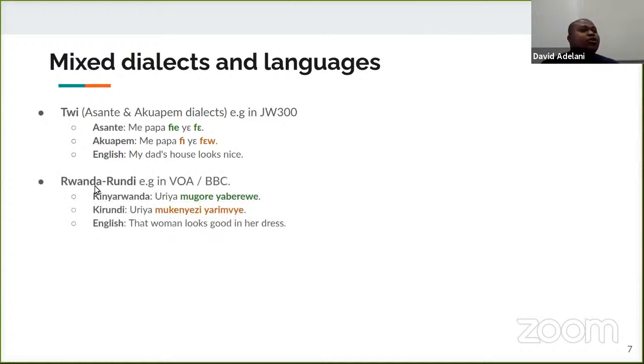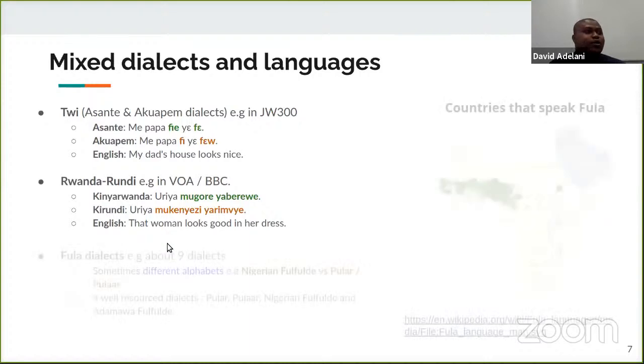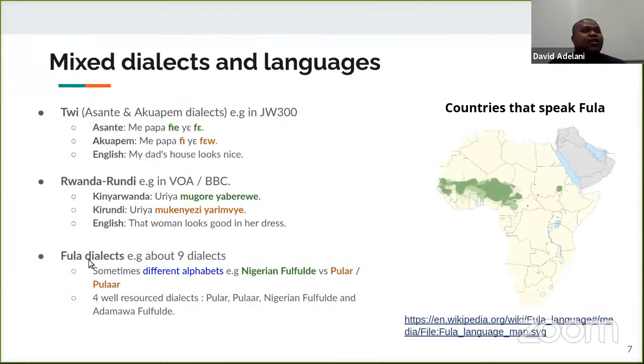And another one is Kinyarwanda and Kirundi. You can see that the texts are very different. They actually mean almost the same thing, but they look very different. But in Voice of America and BBC, oftentimes you cannot distinguish between Kinyarwanda text and Kirundi. So this is a big challenge if you want to, for example, train embeddings for Kirundi.